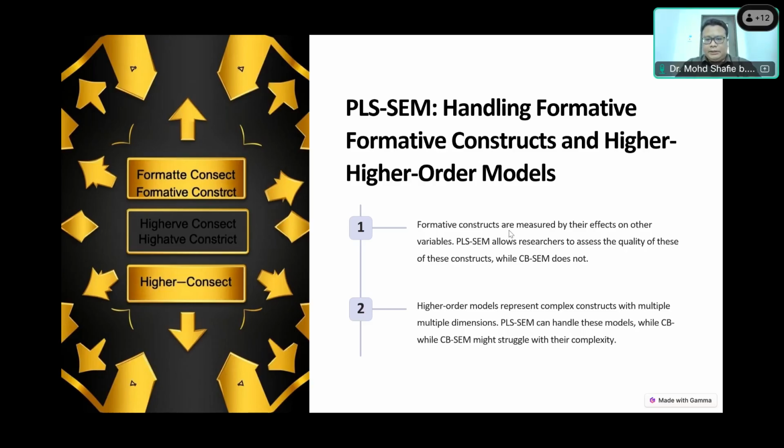Formative constructs are measured by their effect on other variables, whereas PLS-SEM allows researchers to estimate the quality of these constructs, while covariance-based SEM is not able to measure the quality of these constructs. So if you are going to focus on the quality of these constructs, you can use partial least squares. And a higher order model represents a complex construct with multiple dimensions. What is multiple dimensions? Again, you have so many variables.